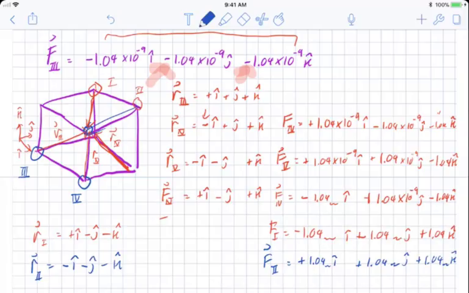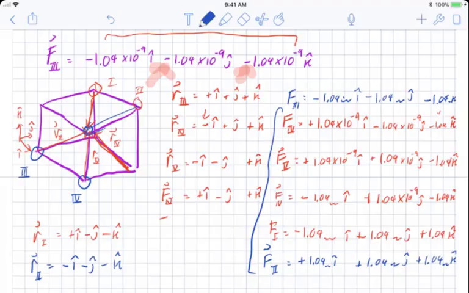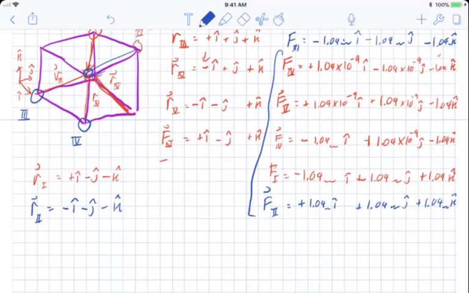So the idea here is that we can use some symmetry arguments to shortcut our way to figure out the form of all these forces. Minus 1.04 I hat, minus 1.04 J hat, minus 1.04 K hat. Okay? And that means that when we add them up, because they have the same magnitude, being the same distance and the same amounts of charge, and by symmetry you've argued that these are their components, it's really easy to add them up.